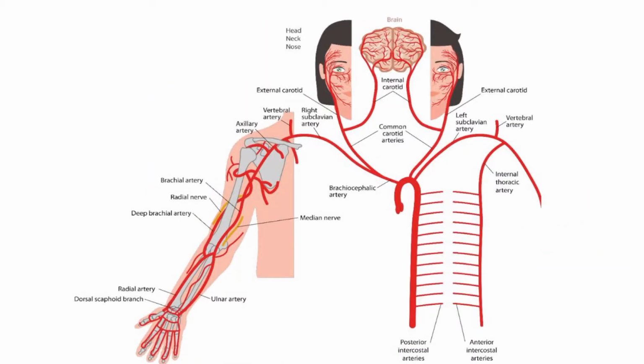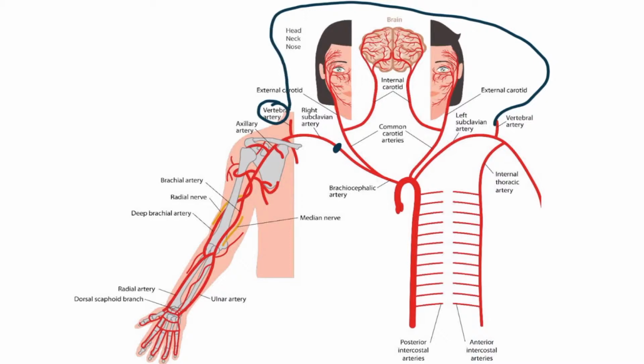Going back to this image, a block here in the right subclavian artery would result in decreased blood flow to the adjacent vertebral artery, so the opposite vertebral artery will compensate and send retrograde blood flow through the affected vertebral artery. This is called subclavian steal syndrome.